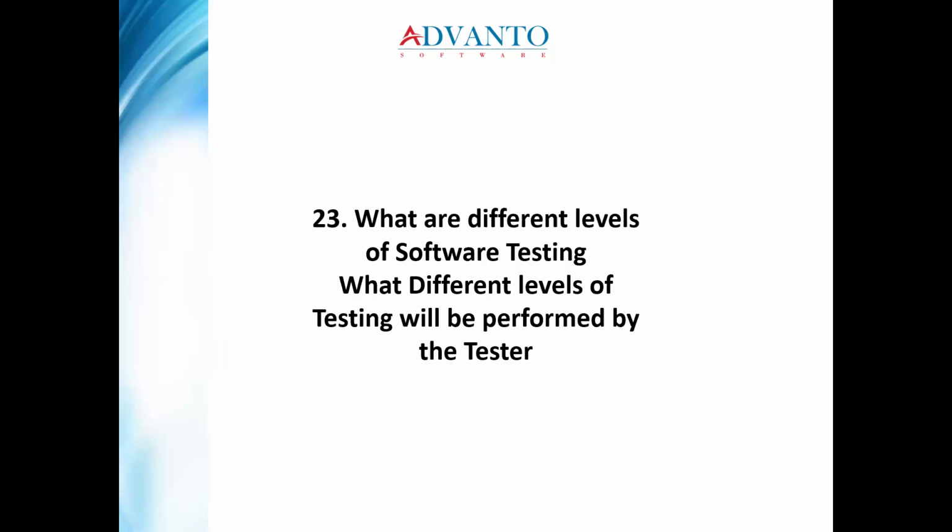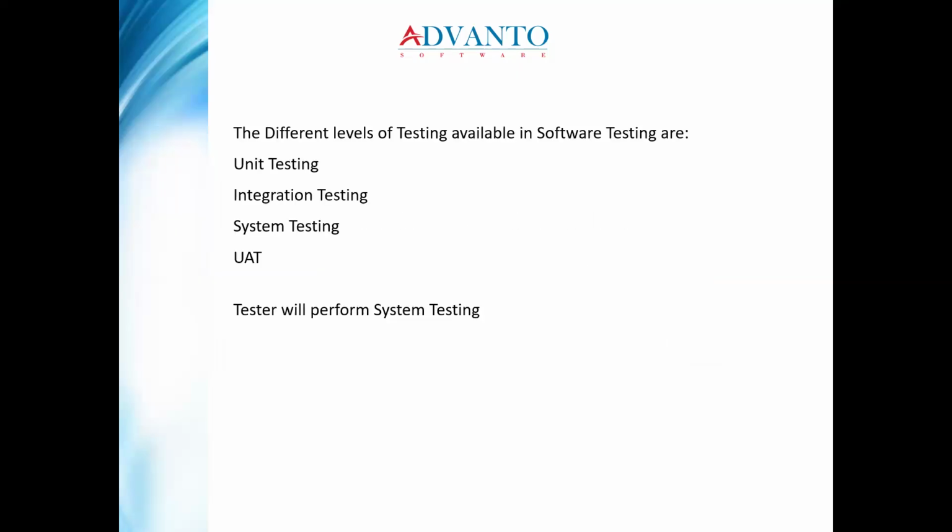The next question, what are the different levels of software testing? What different levels of testing will be performed by the tester? The different levels of testing available in software testing are as follows. The first one is unit testing, second one is integration testing, the third one is system testing, the fourth one is UAT. Tester will perform system testing.